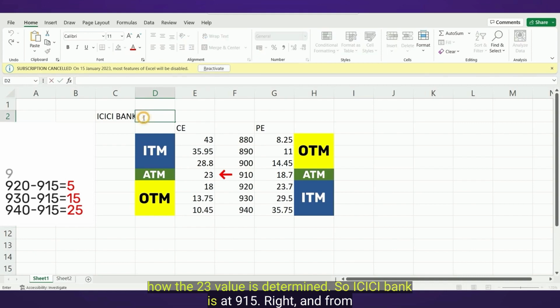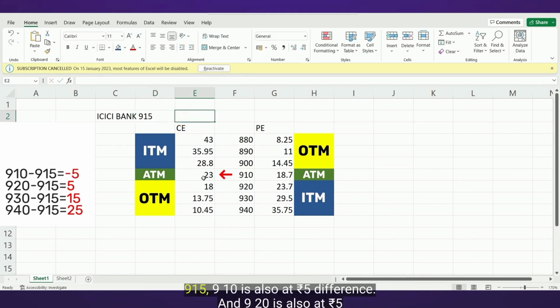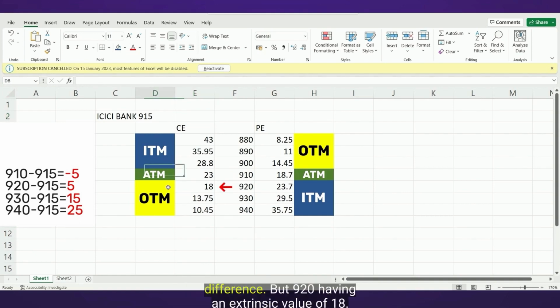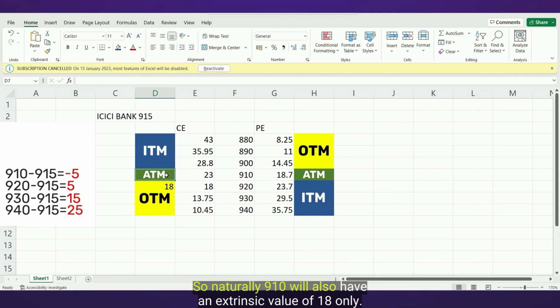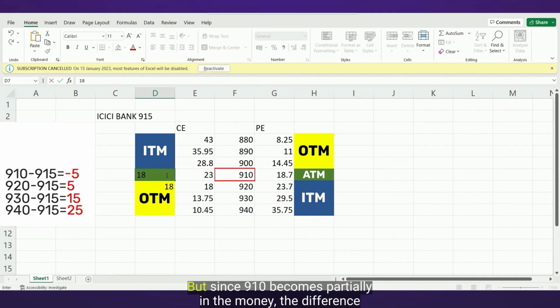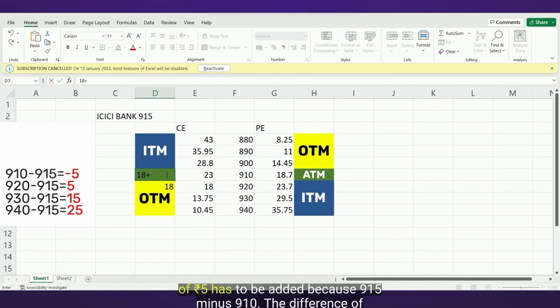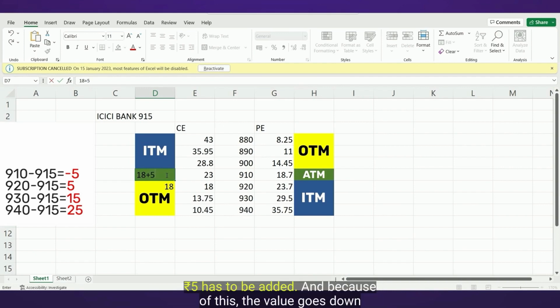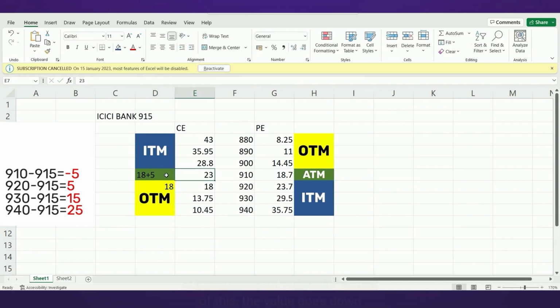So ICICI Bank is at 915, right? And from 915, 910 is also at 5 rupees difference and 920 is also at 5 rupees difference. But 920 is having an extrinsic value of 18. So naturally 910 will also have an extrinsic value of 18 only. But since 910 becomes partially in the money, the difference of 5 rupees has to be added, because 915 minus 910, the difference of 5 rupees has to be added, and because of this the value goes up to 23 rupees. So you see that whatever theoretical calculations we have seen in the previous class, they are actually tallying up with the practical value that you see on the Zerodha terminal.